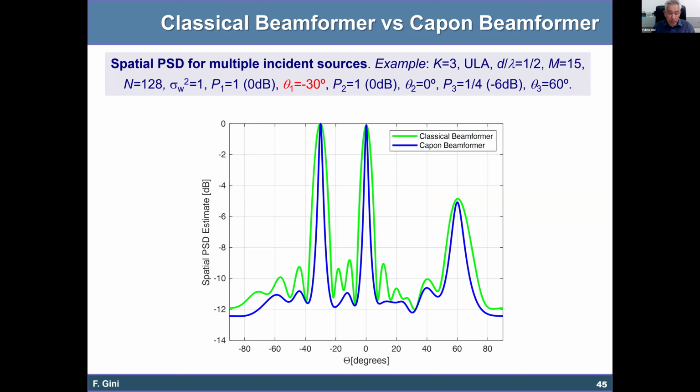So in favor of the classical beamformer, there is the computational complexity. In favor of the Capon beamformer, the resolution and, in general, the estimation accuracy. So the choice is not so obvious. It depends if in your case it is more important to keep the computational complexity low, or more important to achieve the best possible estimation accuracy.